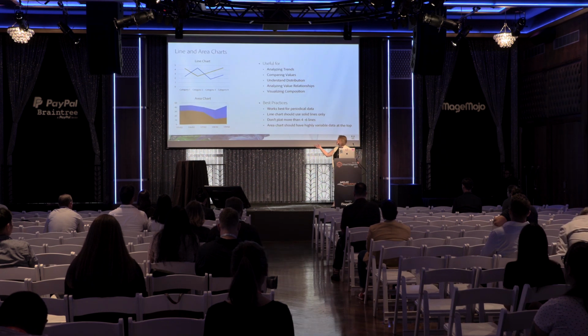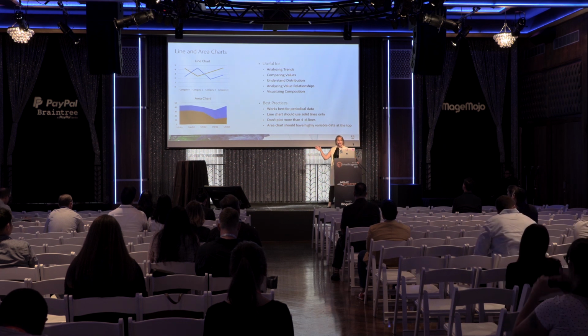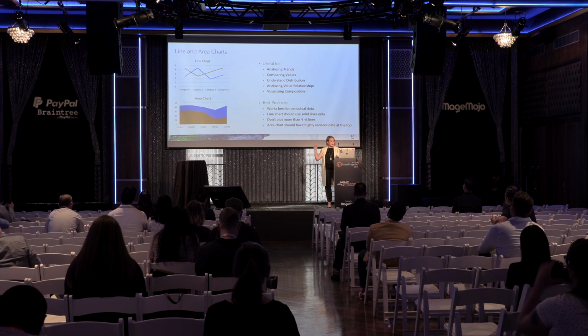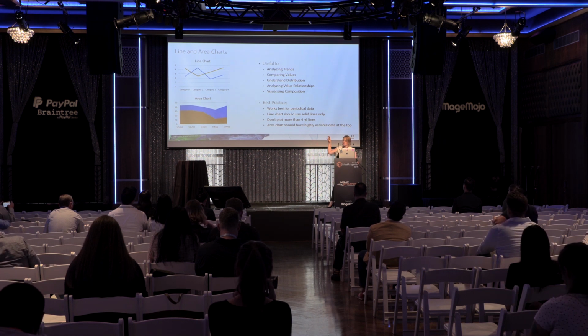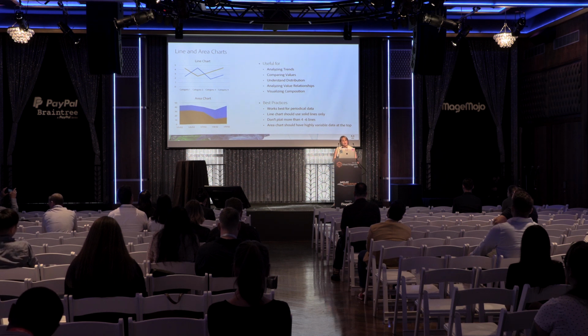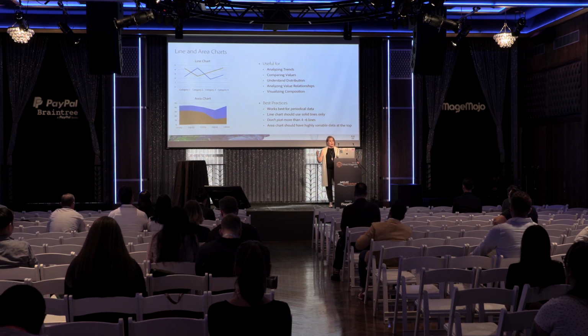So we have line charts and area charts. These are great for analyzing trends, comparing different values, understanding distributions, and analyzing the relationship of different things, and an area chart is great for visualizing the composition or the makeup of something. These are the best when they're done over periodic data, so over a time period. When you're doing a line chart, you should always use solid lines, and be careful about how many you're plotting, because it can get overly busy and the user won't end up being able to take anything away from the graph.